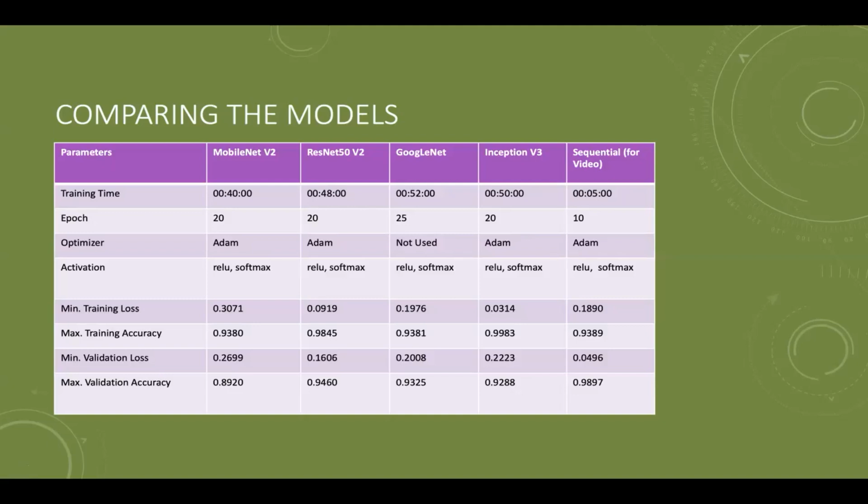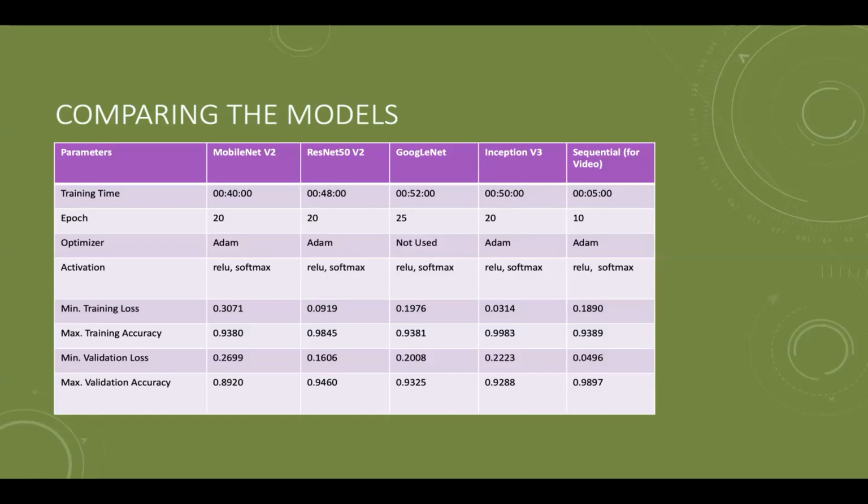So the best model is MobileNetV2 in terms of the training time. It's almost 10 minutes less than all the other models, but it doesn't necessarily mean it performed best. The optimizer which we used in all the models is Adam, and the activation functions which were used in all the models are ReLU and Softmax.